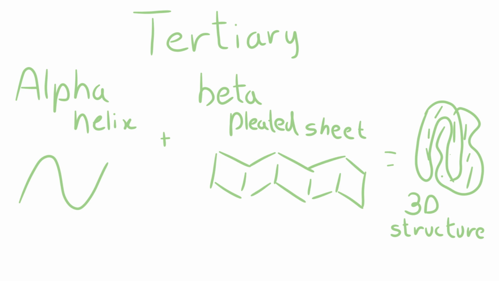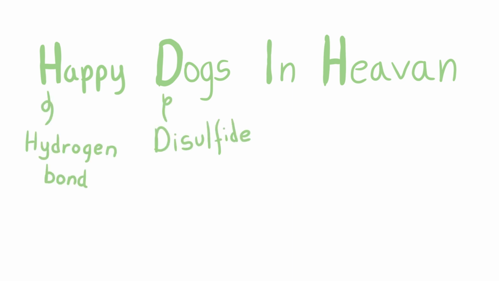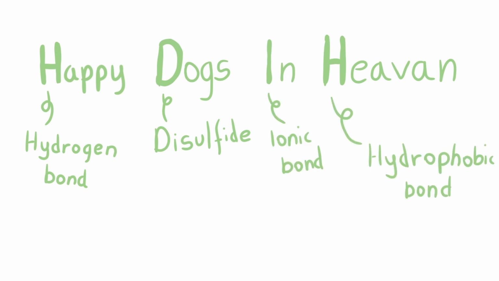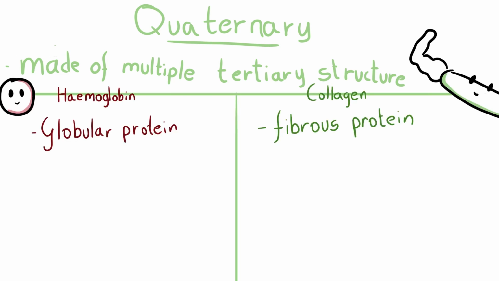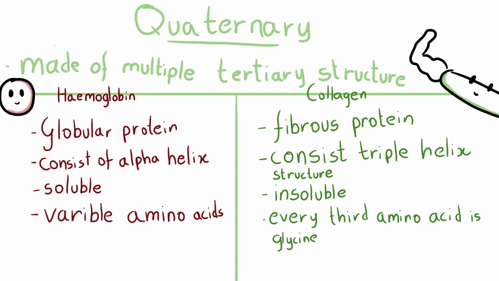We also learned a mnemonic that goes by Happy Dogs in Heaven. The H in happy stands for hydrogen bond. The D in dogs stands for disulfide. The I in in stands for ionic bond, and the H in heaven stands for hydrophobic bond. We also learned about quaternary structure. This is just a combination of multiple tertiary structures. And we also learned about the difference between hemoglobin and collagen molecules.